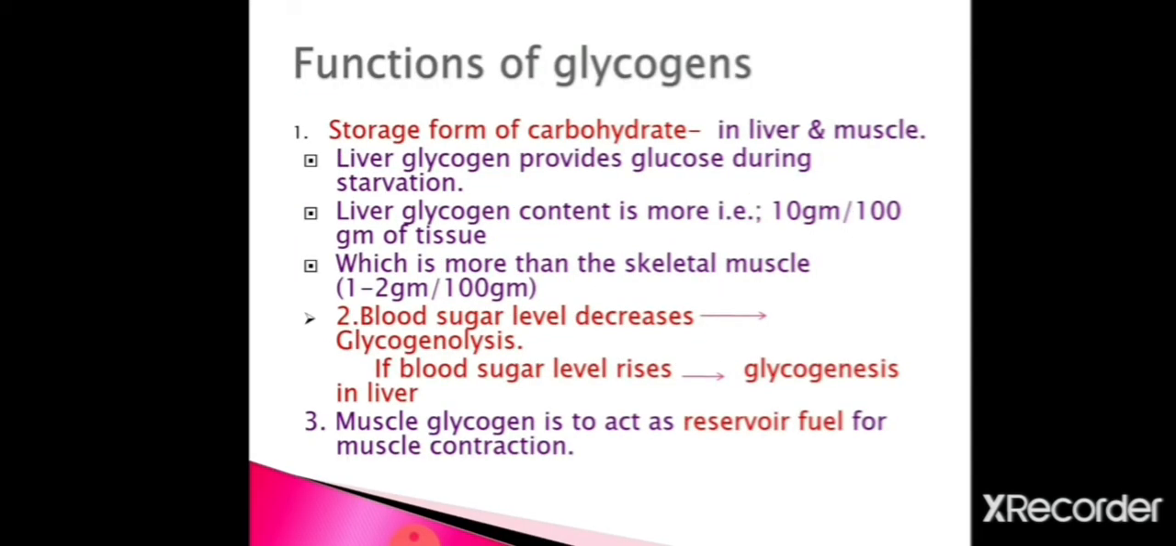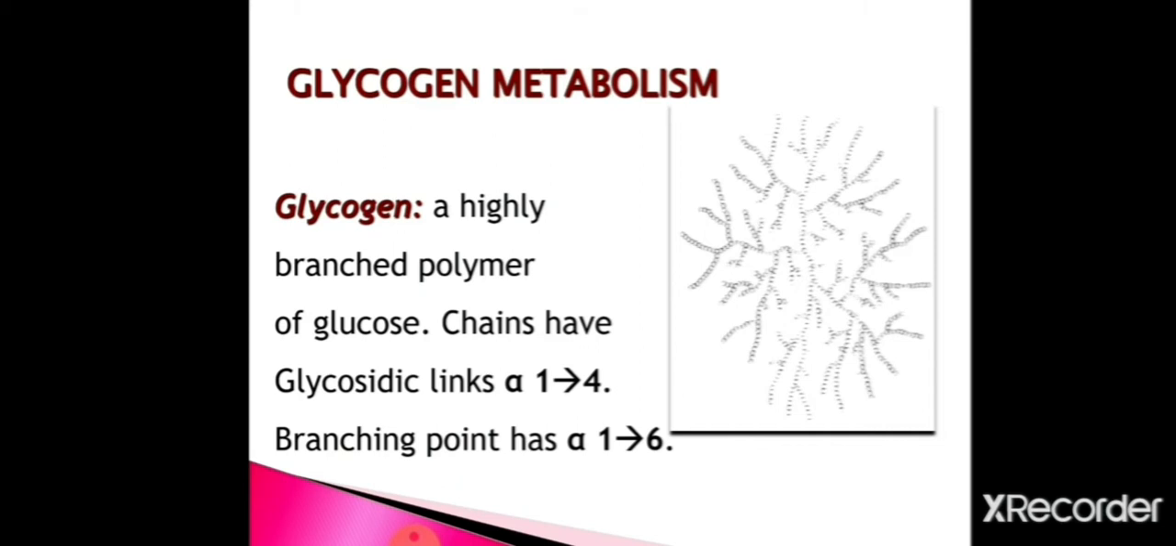So we have already discussed the functions of glycogen. It is a storage form of carbohydrate, stored in liver and muscle. Glycogen is a highly branched polymer of glucose, and it has both alpha 1,4 linkages and alpha 1,6 linkages.